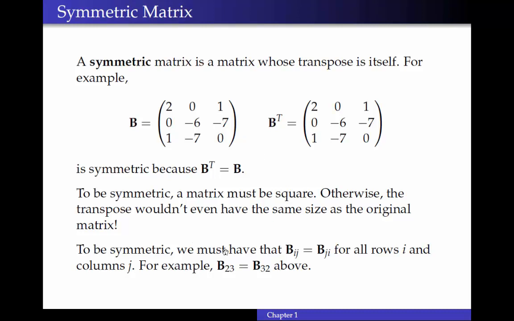And another way to talk about that symmetry is to say that Bij is equal to Bji. So the element in the ith row, jth column is the same as that in the jth row, ith column. I know that can be a mouthful, but for example, B23 is equal to B32. So the second row, third column is -7, which is equal to the third row, second column.